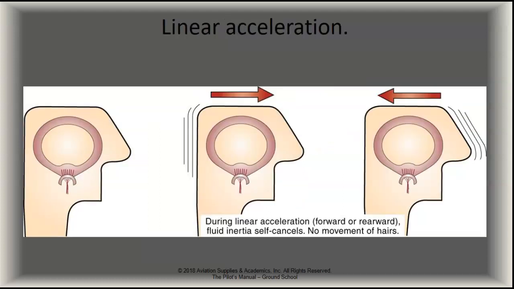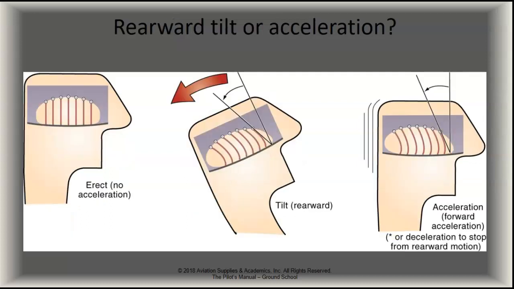When we accelerate in an automobile or in an airplane, because the fluid inertia self-cancels in the semicircular canals, there's no movement of the hair, and so we don't sense any kind of movement whenever we're accelerating. There are times when two different types of movements stimulate the hairs and the nerves in the semicircular canal in the same way, leading us to think we're doing one thing when we're actually doing another.